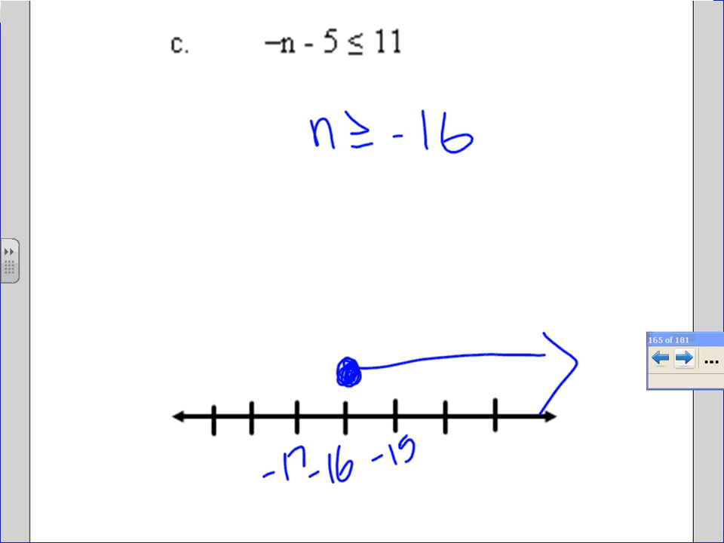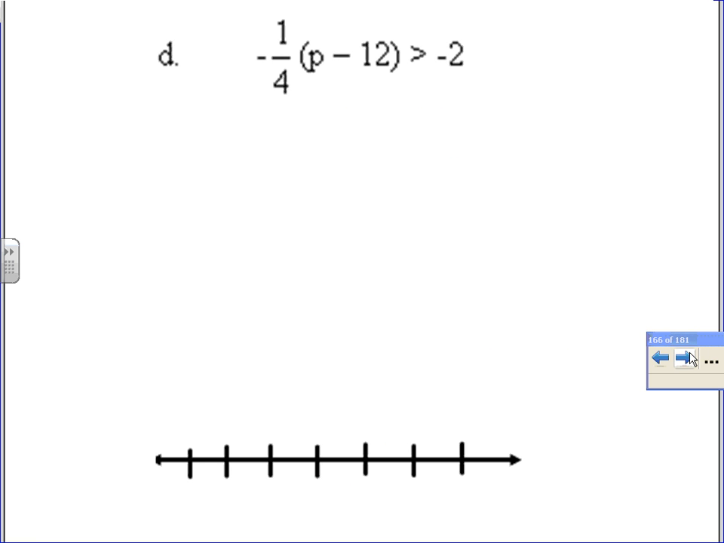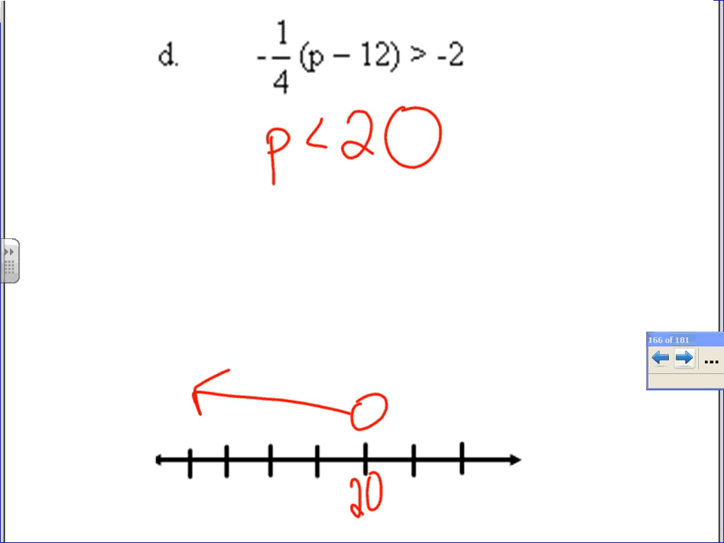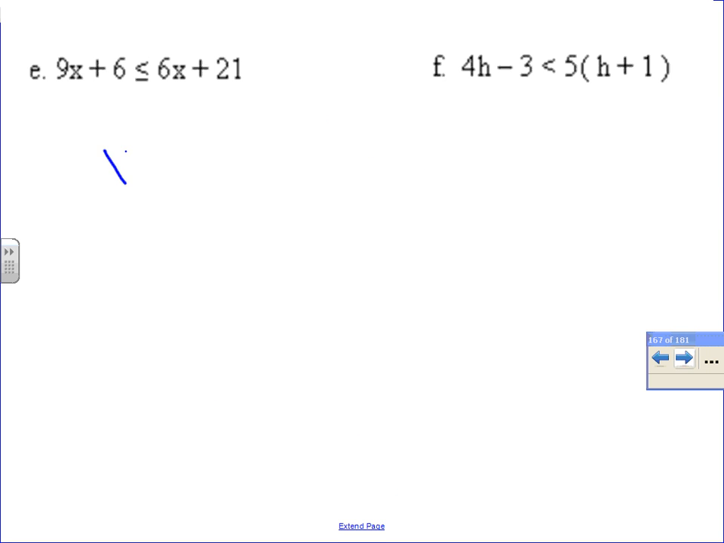Okay, Alyssa and Justin, what did you guys get? Good. P is less than 20. Justin, what does the graph look like? Good job. Awesome. Okay, I'll come back to that if you guys need me to. Okay, Doug and Emma H, what did you get for letter E? Okay, good job. No graph for that one because there wasn't a number line.